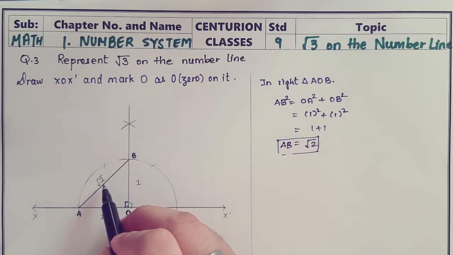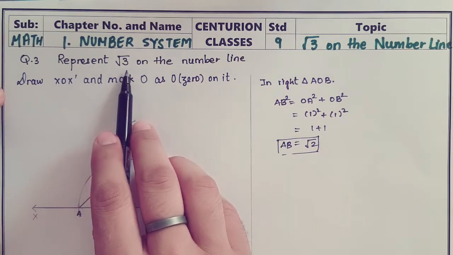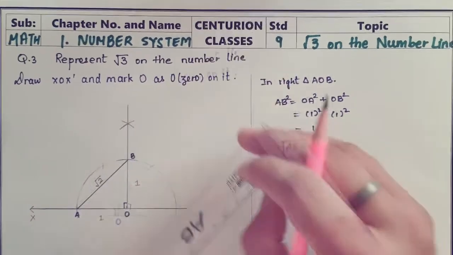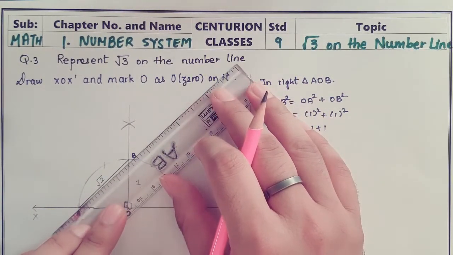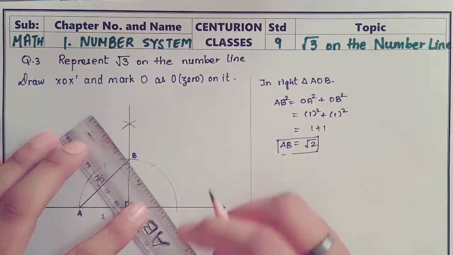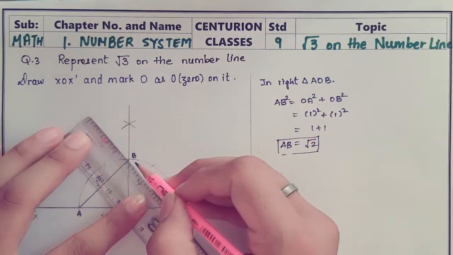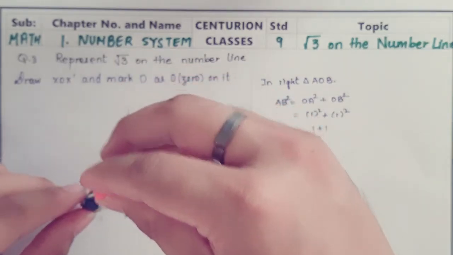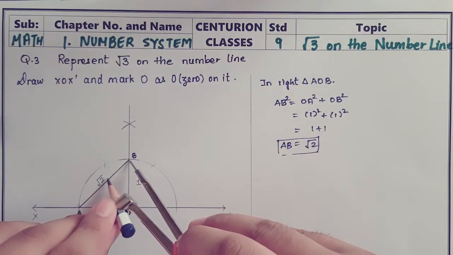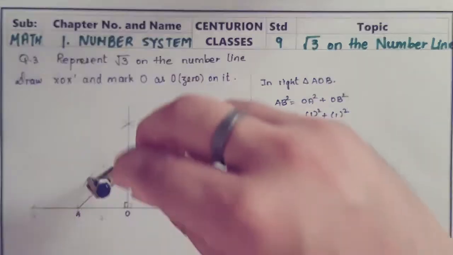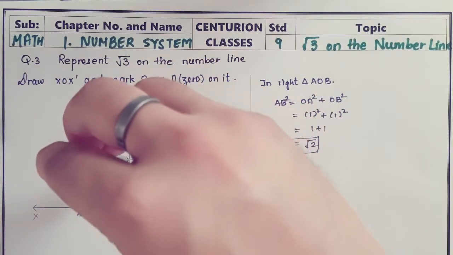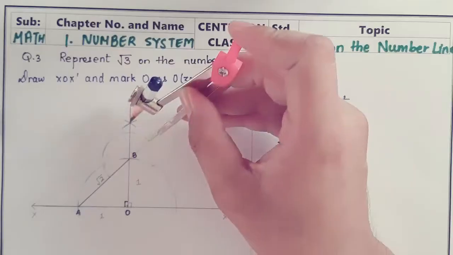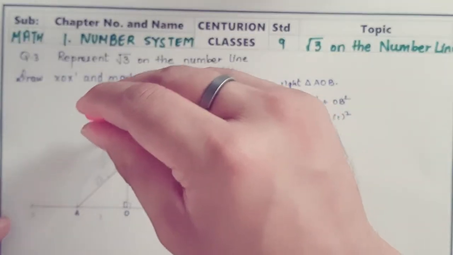Now this is root 2, and we want to represent root 3. This is the base that we wanted. Now the next step will be plotting 1 unit over here. Let us see how we can do that. Perpendicular bisector over here. I'm just taking a little more than half of this one. It doesn't matter the length, then simply draw like this. Now make a cut over here.